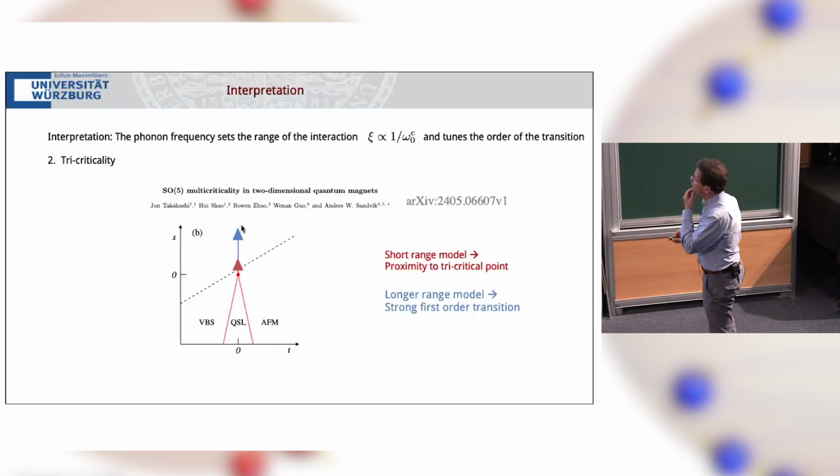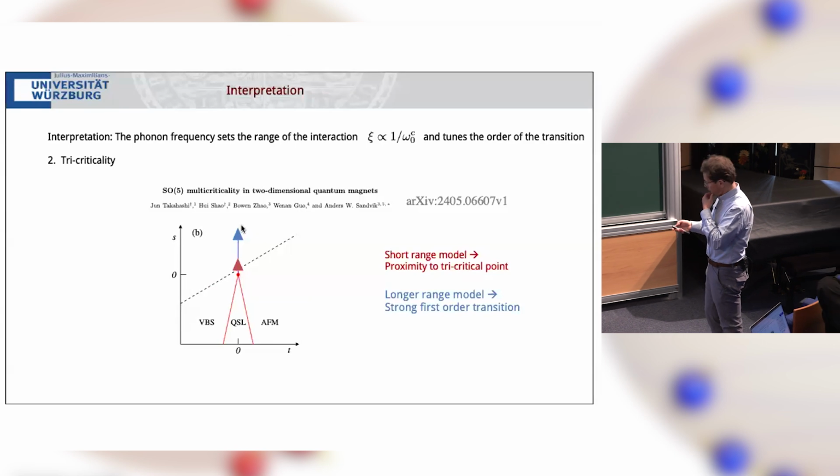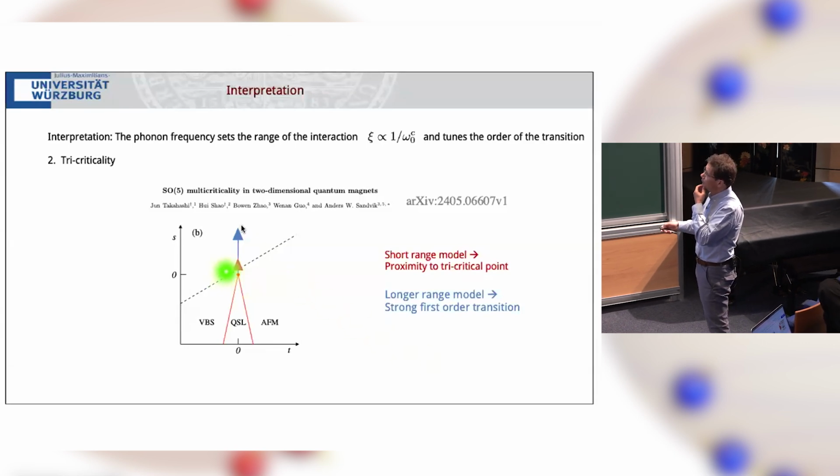Other possibilities are the Anders multicritical point. It could very well be that here is the short range and here is the long range. That would be like the JQ line, which Anders has.